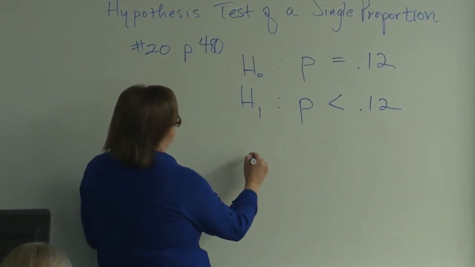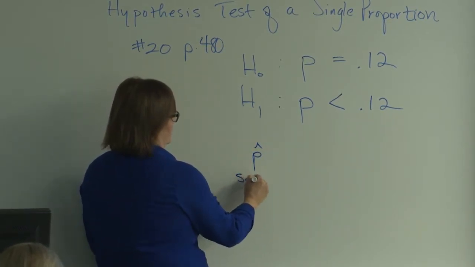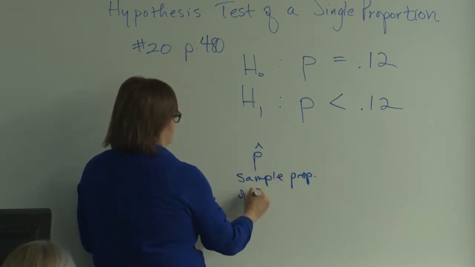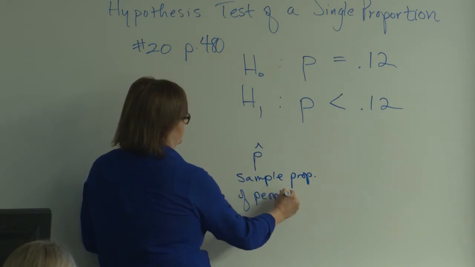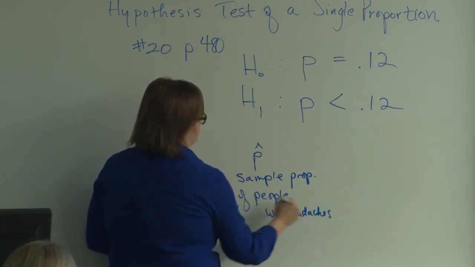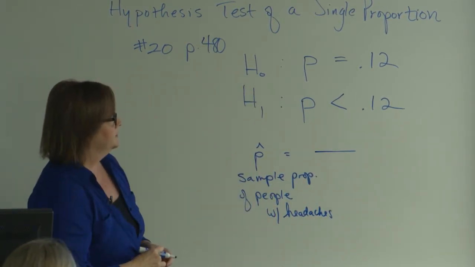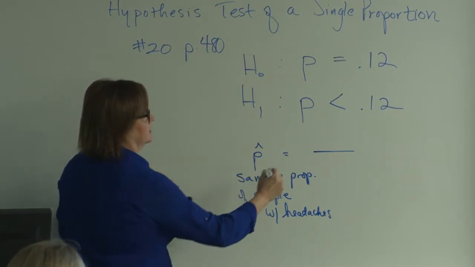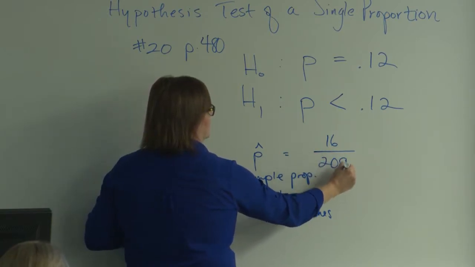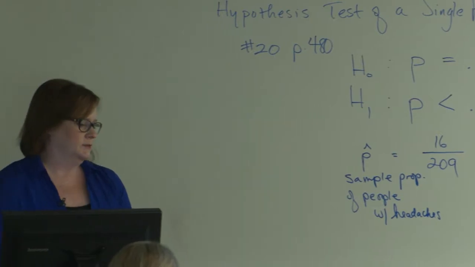Second step, pretty short, right? You just got to figure out a p hat. So the sample proportion of people getting headaches. All right, so what two numbers do I need for that? 16 and 209. Okay. So 16 out of 209. Let's just figure that out.